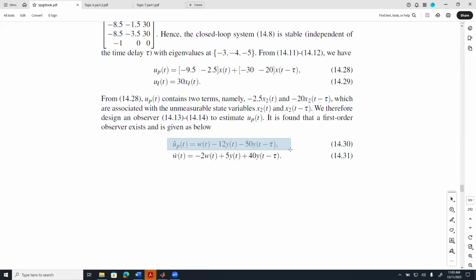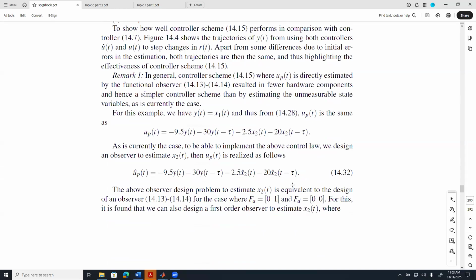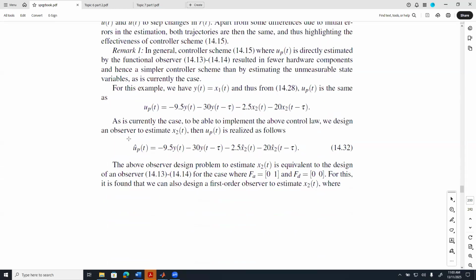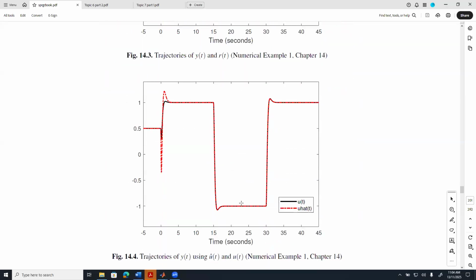This is where we estimate directly. And this is where we say, okay, we estimate it by realizing an estimation of x2(t) and then delay it and then realizing it. Now, if we go ahead and design an observer to estimate this one only, it's actually also possible. And if we get it, it's actually the one shown in here.